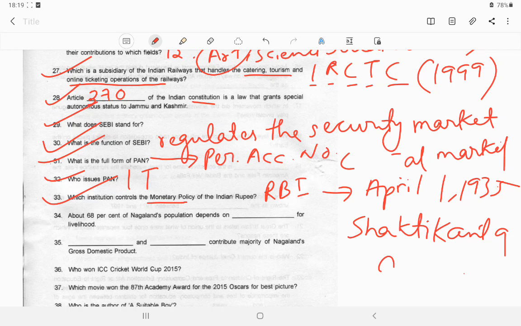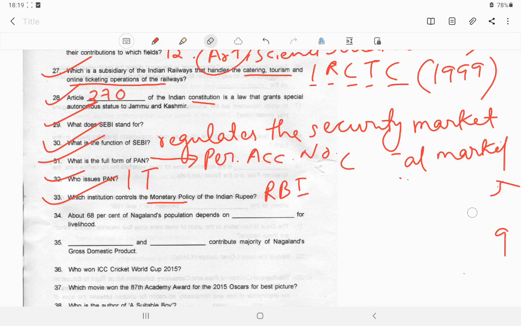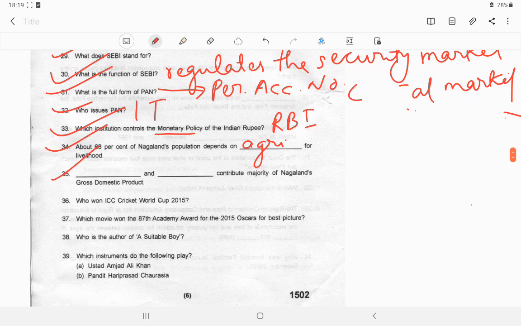Next, about 68% of the Naga population depend on agriculture for livelihood. Which sector contributes the most to Nagaland's GDP? According to 2023 data, it is the service sector, which is bigger than agriculture.